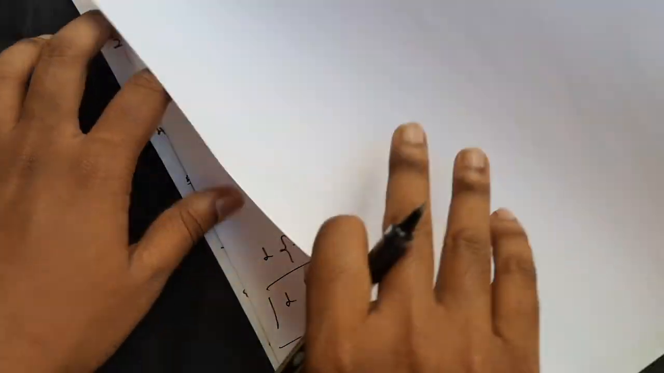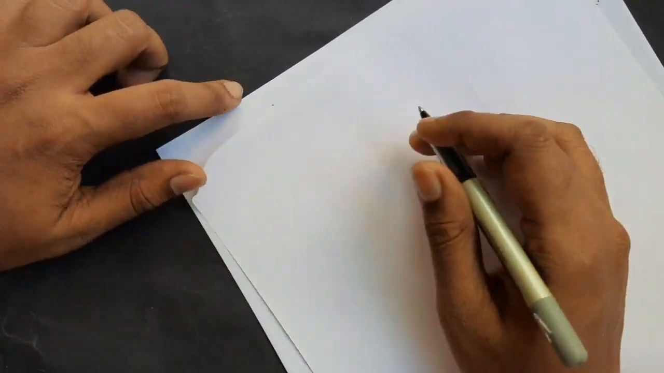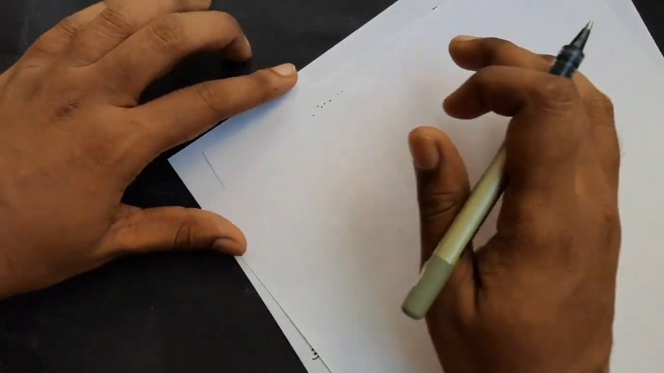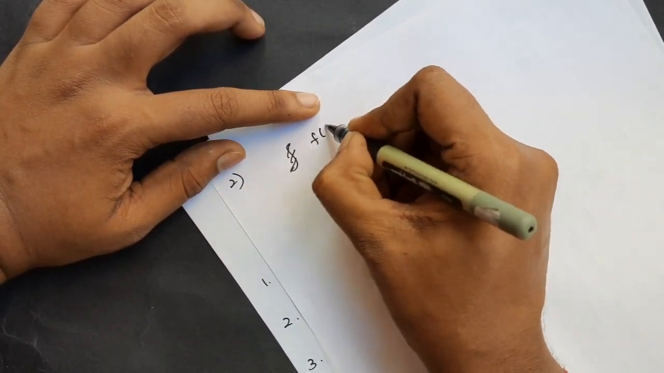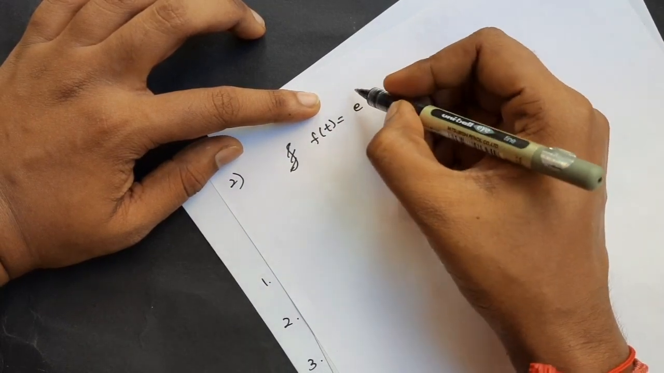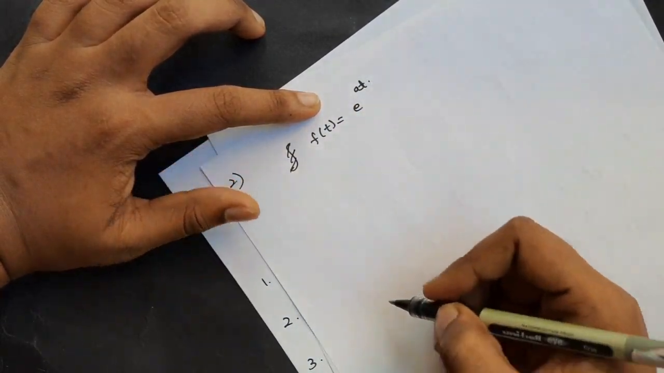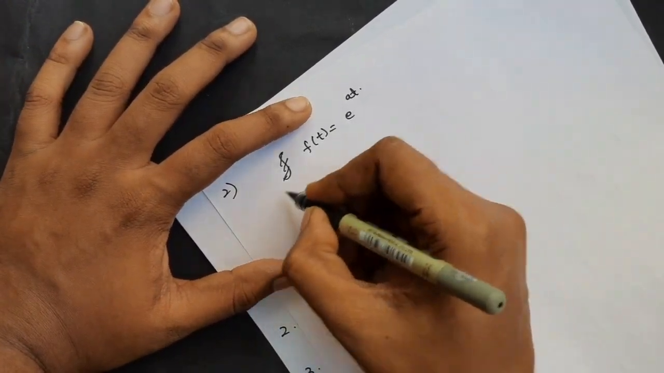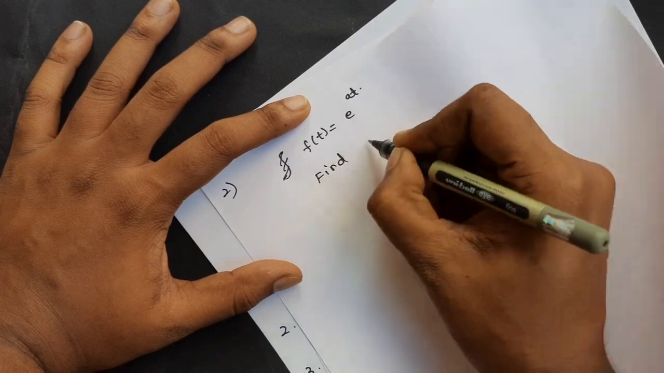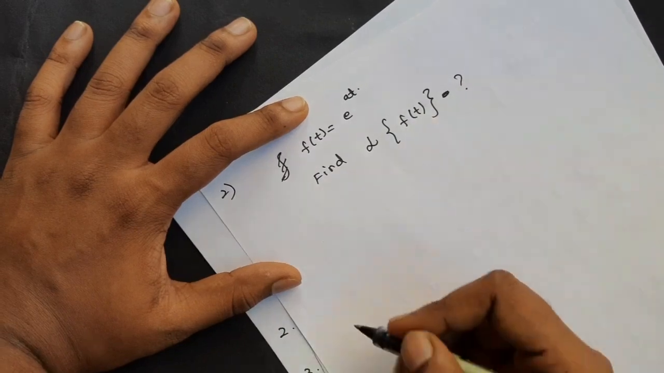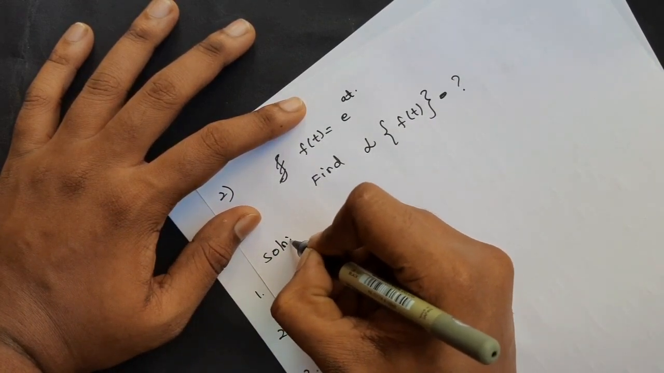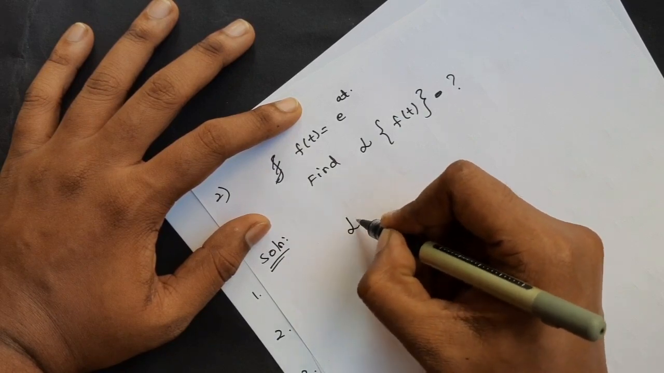Let's do one more problem. So the second problem is, f of t is e power at. So I have to find the Laplace transform of f of t. So we have to find this value, right? So the solution: what is the Laplace transform of f of t?